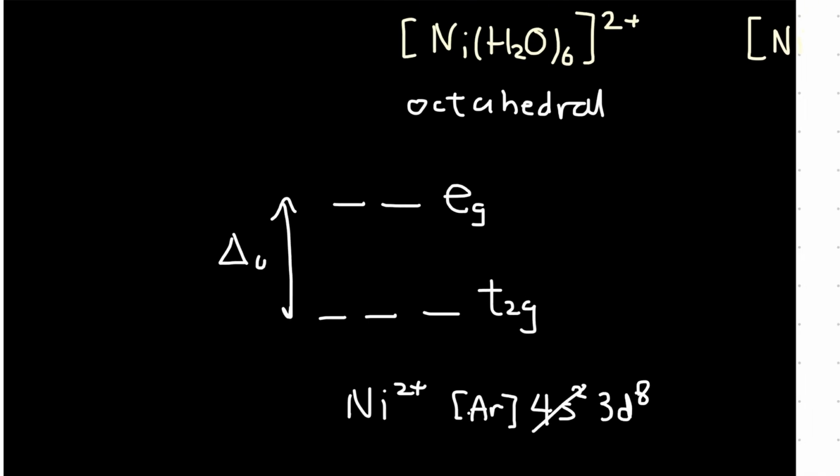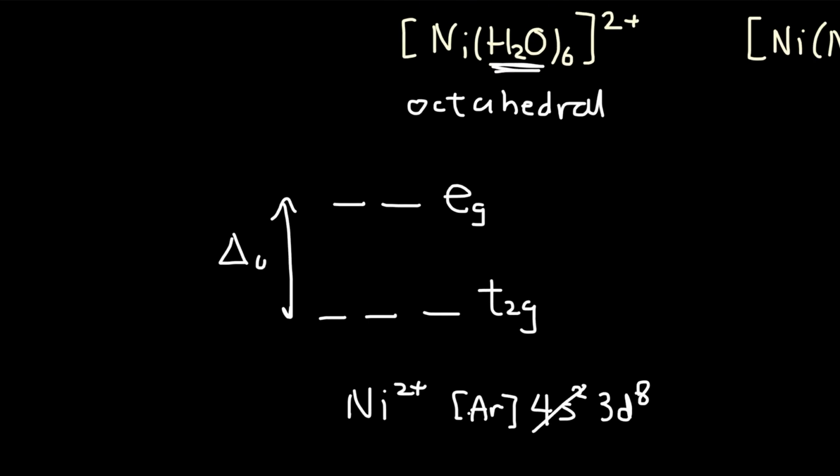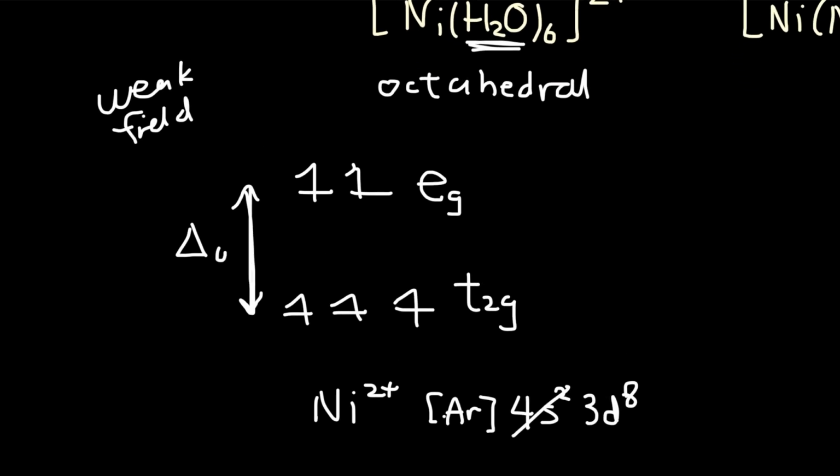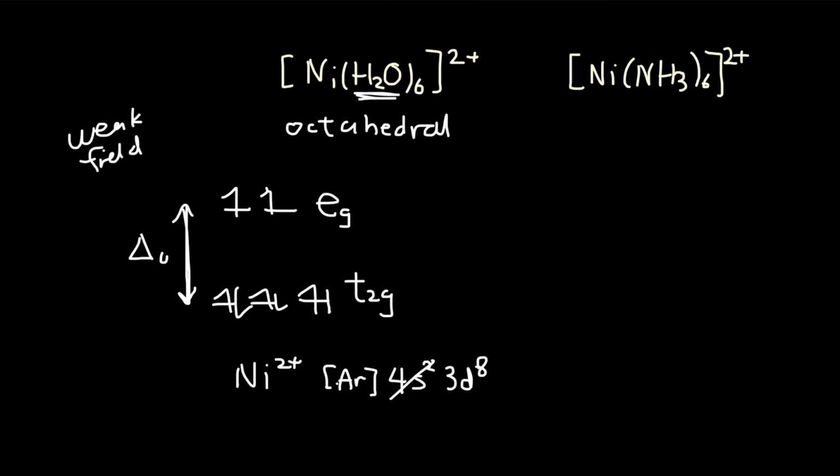Now, how do we fill it in? That will depend on water, the ligand. Water is a weak field ligand, so that means the splitting is rather small, so the electrons can fill the higher level as well first before filling the orbitals in pairs. So 8 electrons: 4, 5, 6, 7, 8. Okay, so we got this done.